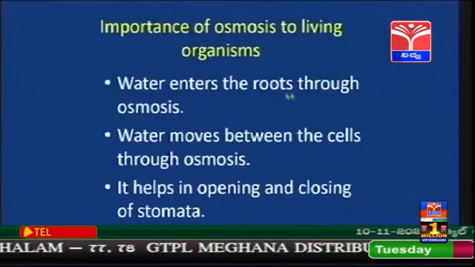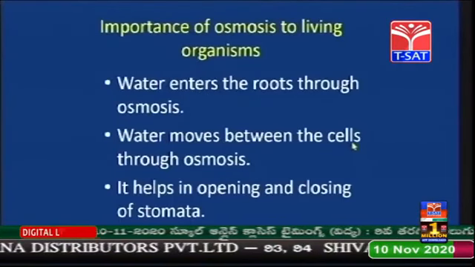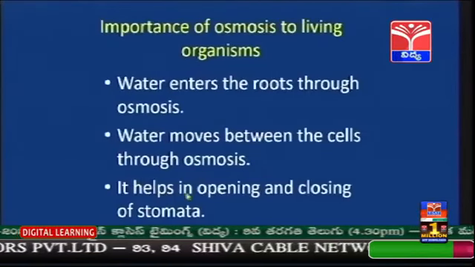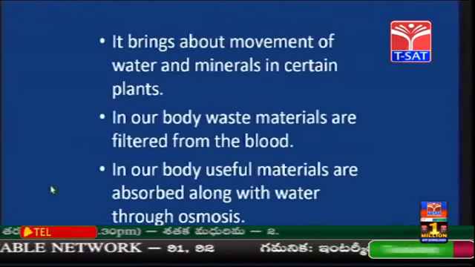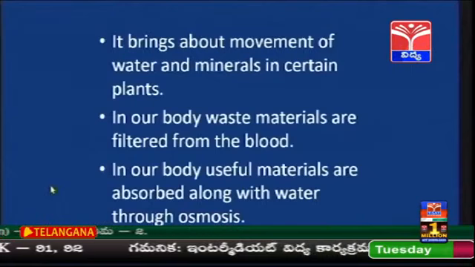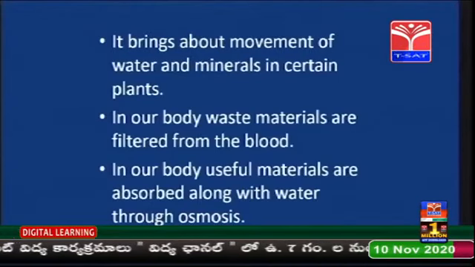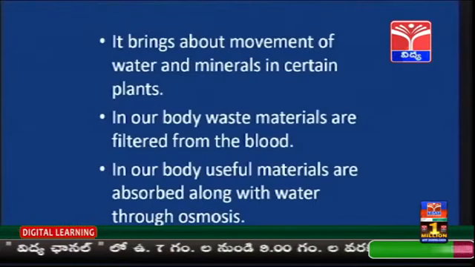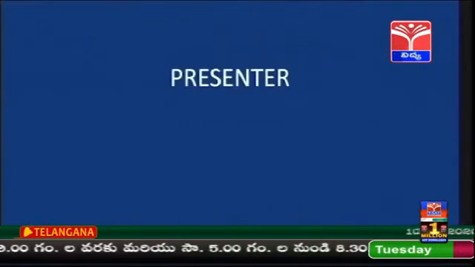Water enters the roots through osmosis. Water moves between the cells through osmosis. It helps in opening and closing of stomata. Next, it brings about the movement of water and minerals in certain plants. In our body, waste materials are filtered from the blood. In our body, useful materials are absorbed along with the water through osmosis.